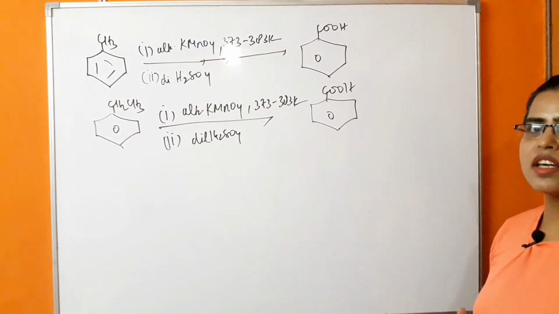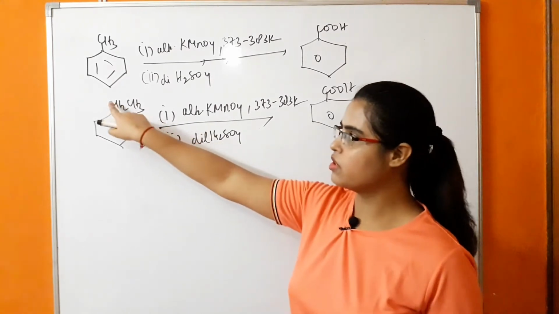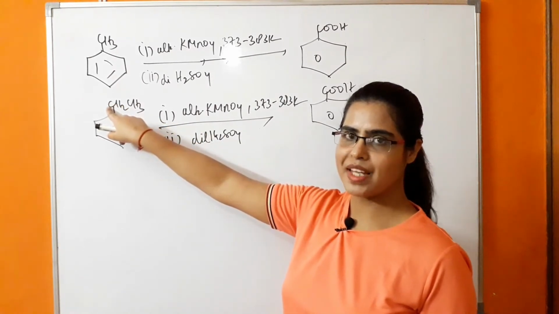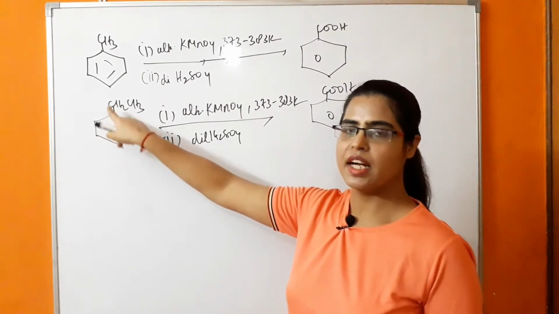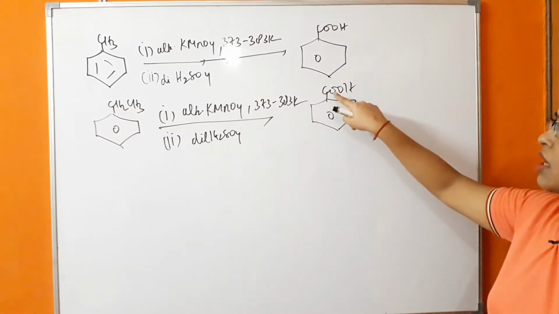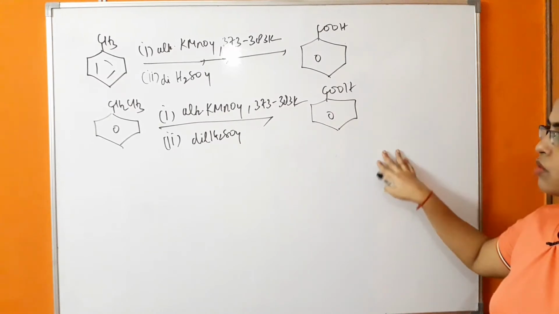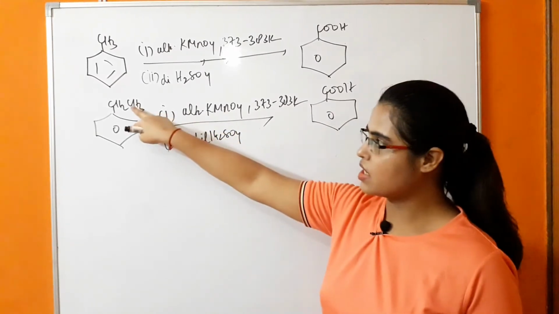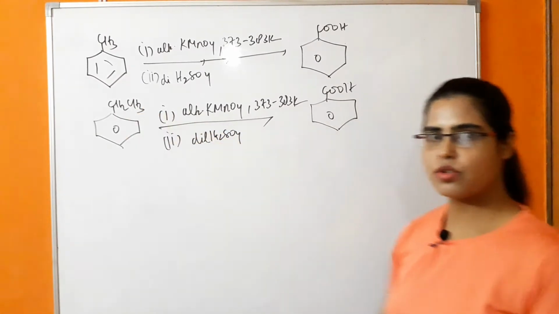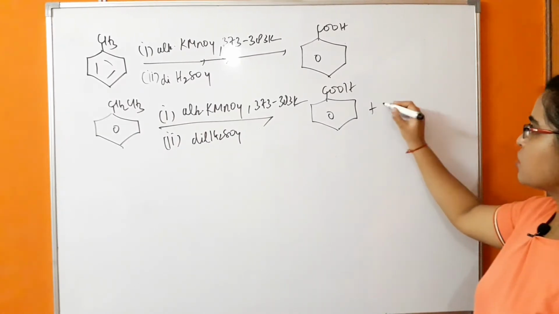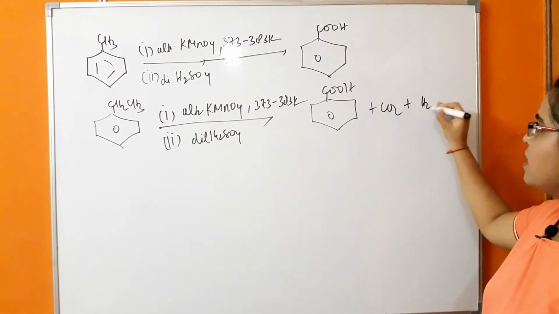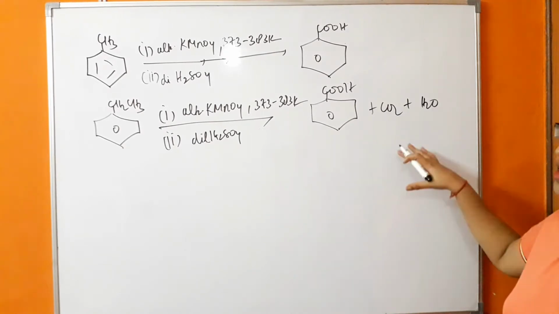So there will always be oxidation of the first carbon, which is directly attached to the benzene ring. It will oxidize to give benzoic acid. In this case there is one more carbon and hydrogen. So these carbon and hydrogen will also oxidize to give CO2 and H2O. So you have to balance the reaction.